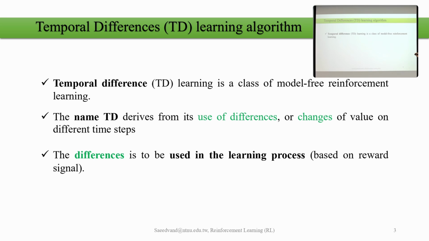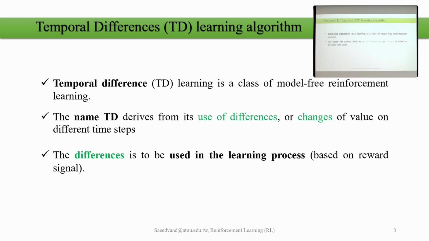We say TD learning is a class of model-free reinforcement learning. So what was model-free reinforcement learning? We had model-based and model-free. When we declare that we don't have transition probabilities and we don't have the reward model in advance, we have model-free reinforcement learning. So we don't know the dynamics of the environment, we don't know the probability that this event occurs or that event occurs.